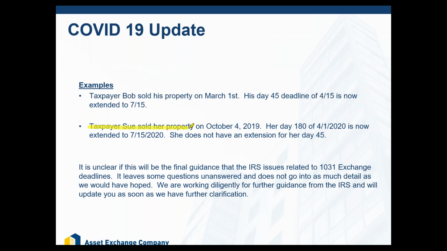We have another example. Taxpayer Sue sold her property way back in October, and that would put her day 180, the end of her exchange, at April 1st. But because it falls within that time frame, Sue does not have to end her exchange on April 1st. She gets an additional amount of time to complete her exchange, so her day 180 is now pushed back to July 15th. The problem with Sue, though, is she's already identified, and she does not get any extensions for her ID letter.